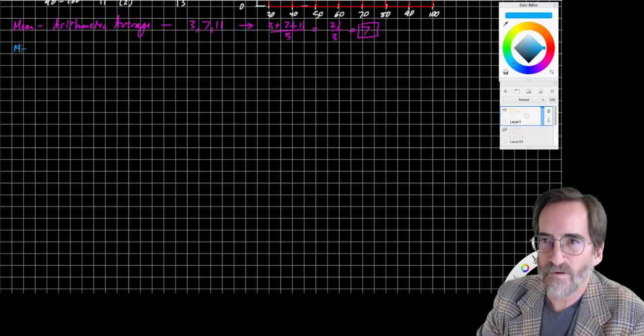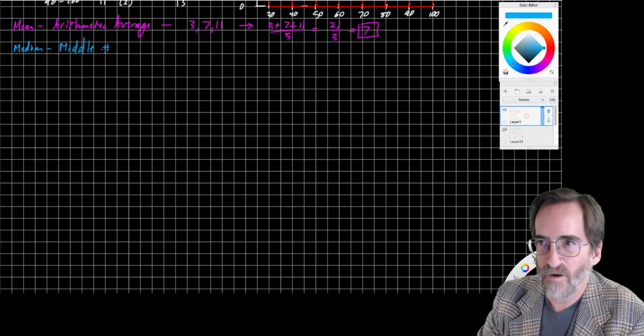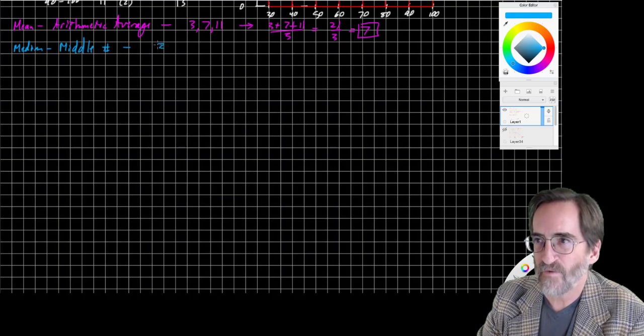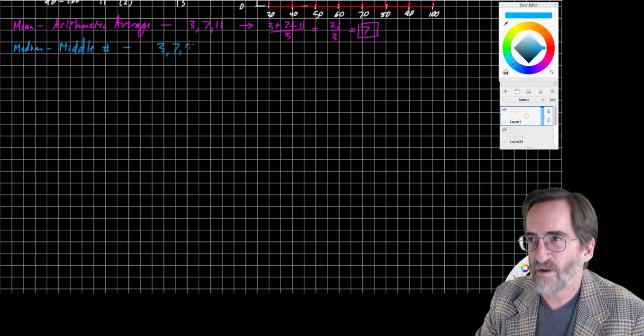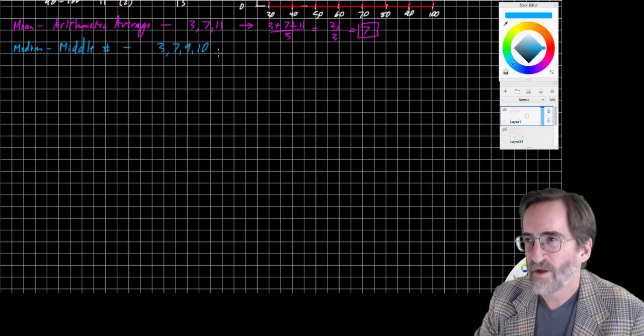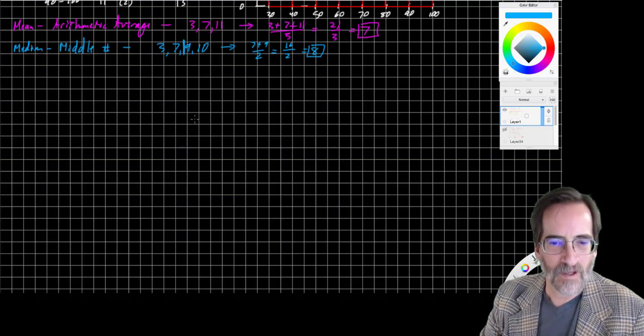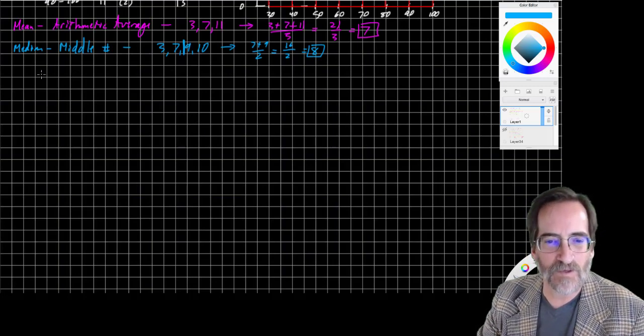Okay, the median, I'm going to skip around here a little bit. Median, middle number. If I gave you 3, 7, 9, and 10, the middle occurs in this case between 7 and 9. 7 plus 9 divided by 2. You average the two middle numbers, you get 16 divided by 2, or 8. Median, middle. If there's one number in the middle, you take that. If there's 2 numbers in the middle, you average them.